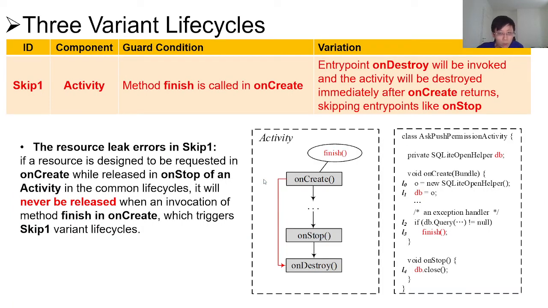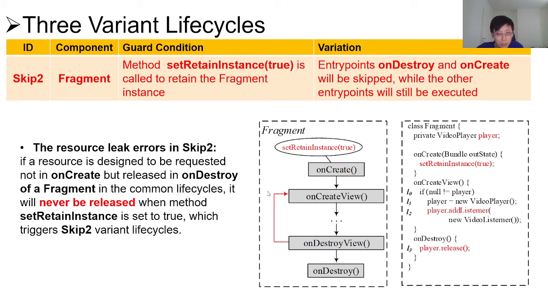Skip 1 we have introduced in the beginning, and here we can skip it as time is limited. The next kind of variant life cycle is skip 2. It targets fragments. When the method setRetainInstance is called, entry points onDestroy and onCreate will be skipped. So in skip 2, if a resource here is the listener of a video player, and it is designed to be registered in entry point onCreate but released in onDestroy, the listener will never be released, and it is also a resource leak error.